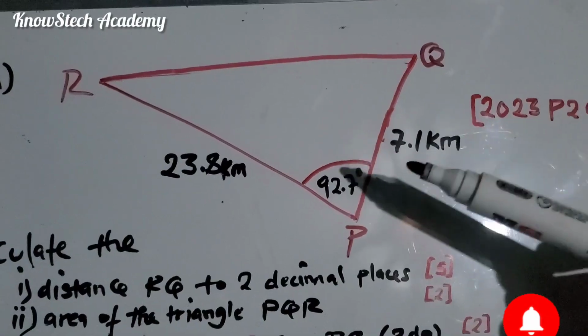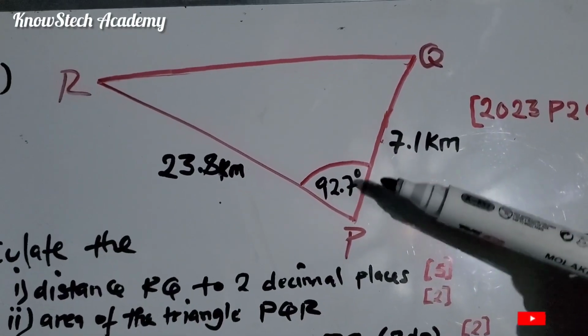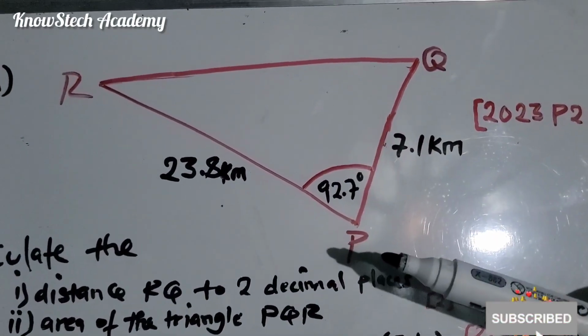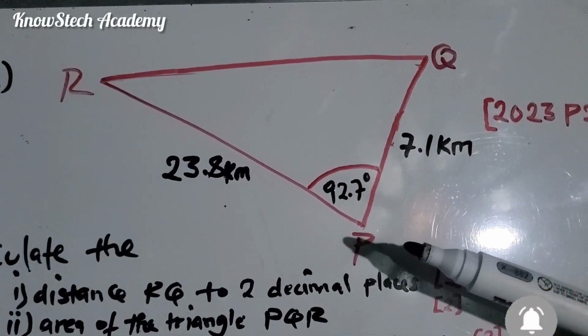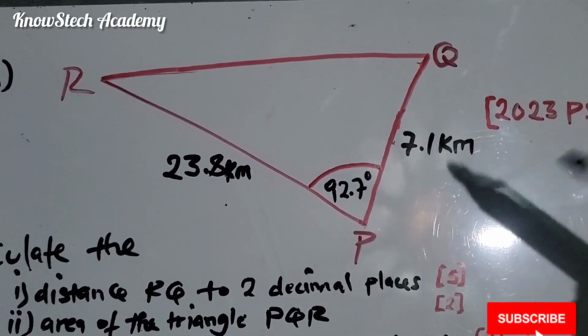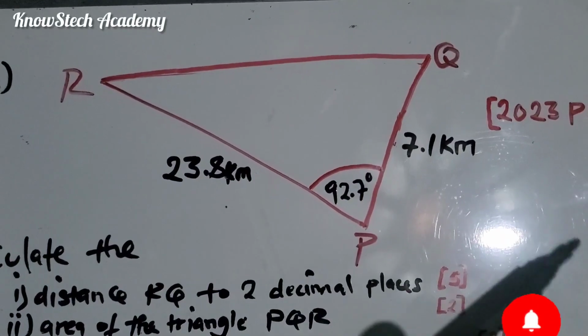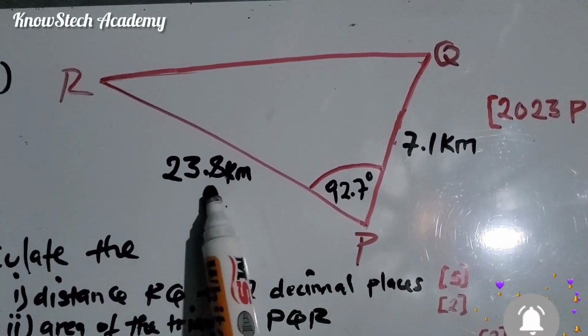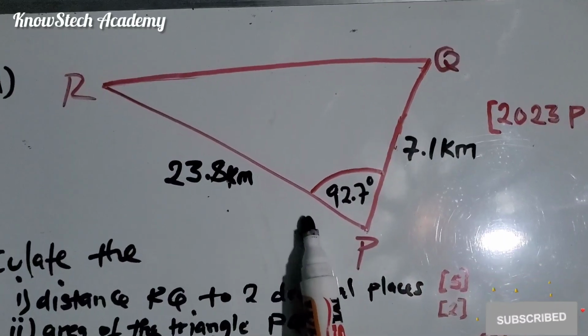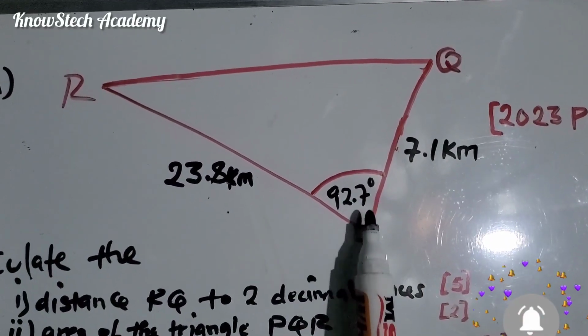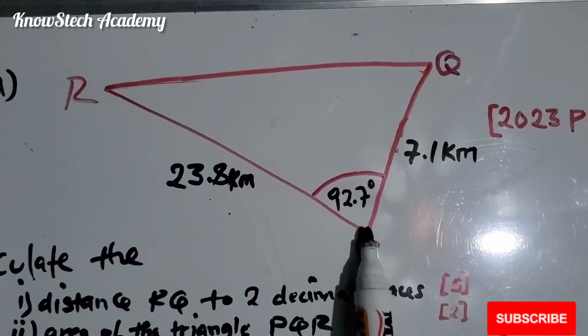So when you look at the question here, first you need to discover the type of the rule we are going to apply. Since we have two sides and an angle in between the two sides, which is called an included angle, we are going to use the cosine rule.